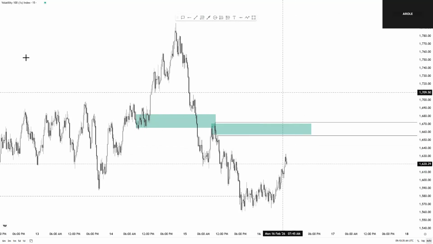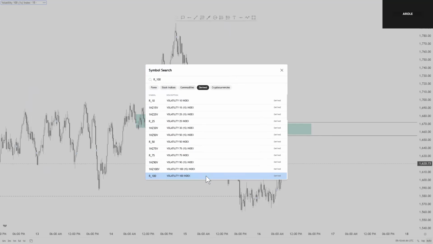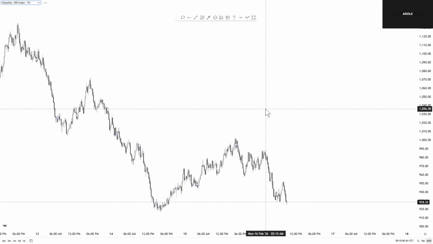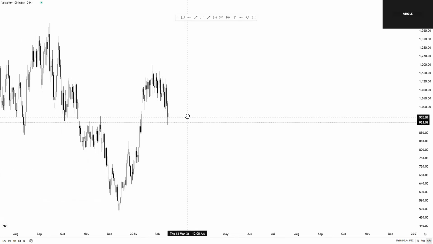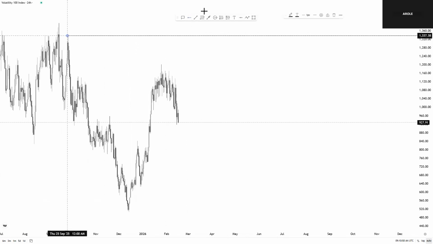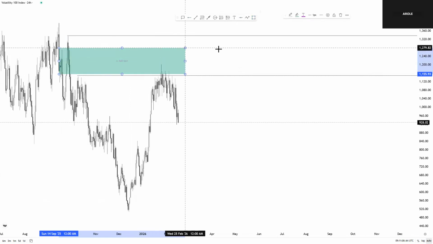We want to look at the next pair, which is V100. So what do we have on V100? On V100, we all know that we are bearish and price is currently reacting to our top-down analysis here. We all know that this is where price is reacting to overall. So we are already bearish on this particular pair.